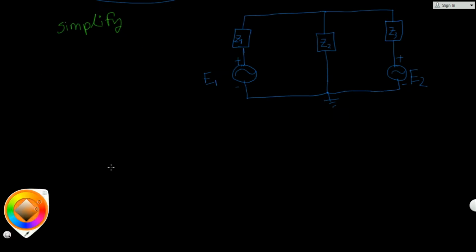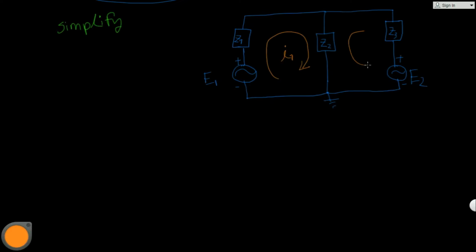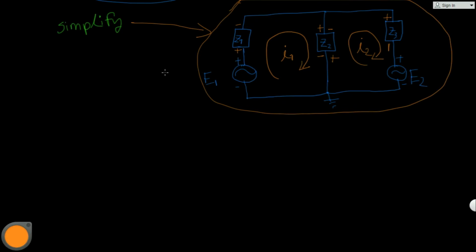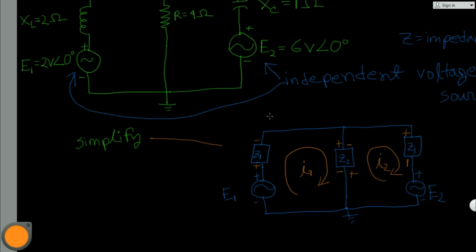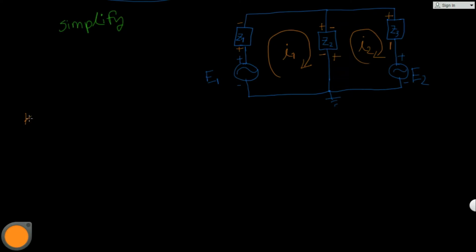Now assigning the currents in clockwise direction, which are the loops, and assigning the polarities of impedances, we have to remember that the entering side of the current is positive and the leaving side is negative of the impedance. So this is the simplification of this circuit, which is not really needed, but you can do it.